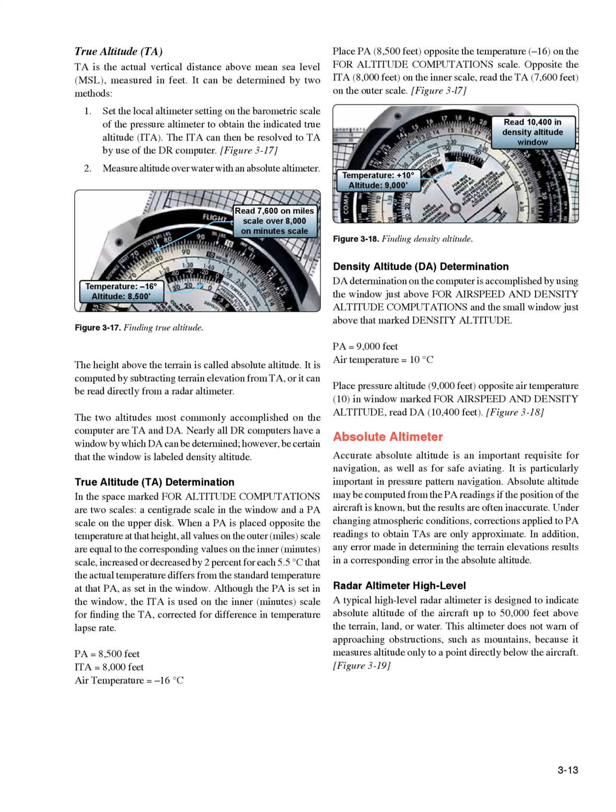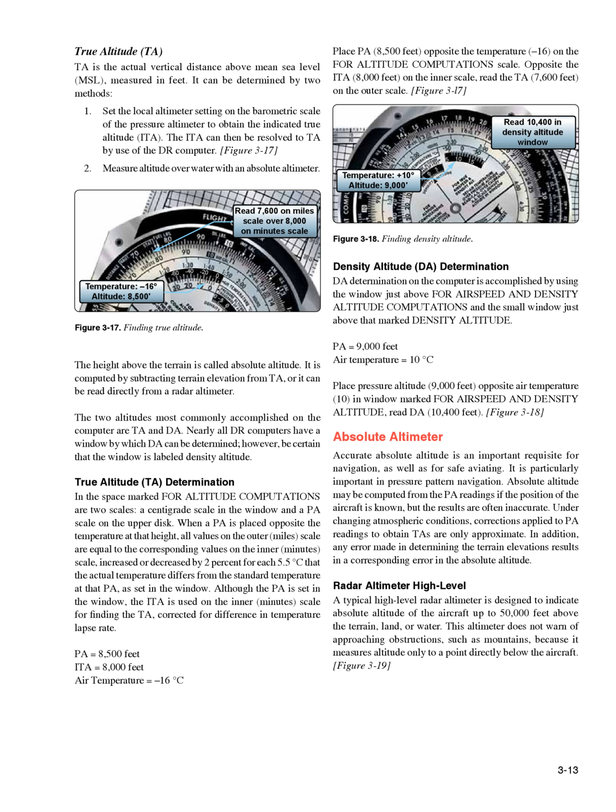Figure 318. Absolute altimeter. Accurate absolute altitude is an important requisite for navigation, as well as for safe aviating. It is particularly important in pressure pattern navigation. Absolute altitude may be computed from the PA readings if the position of the aircraft is known, but the results are often inaccurate. Under changing atmospheric conditions, corrections applied to PA readings to obtain TAs are only approximate. In addition, any error made in determining the terrain elevations results in a corresponding error in the absolute altitude.